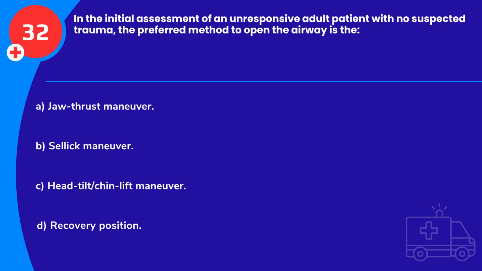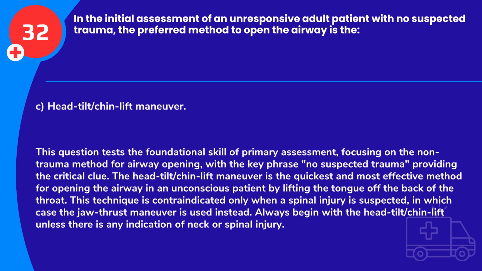Question 32. In the initial assessment of an unresponsive adult patient with no suspected trauma, the preferred method to open the airway is the A. jaw thrust maneuver. B. Sellick maneuver. C. Head tilt/chin lift maneuver. D. Recovery position.